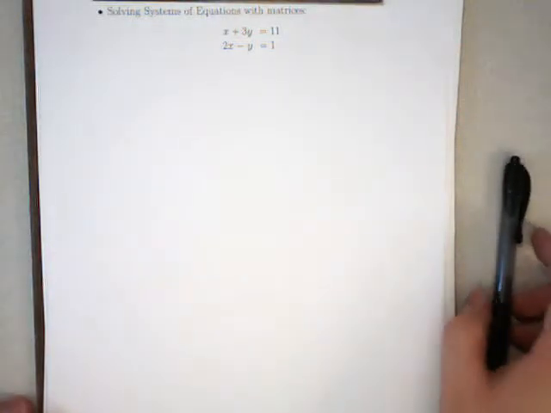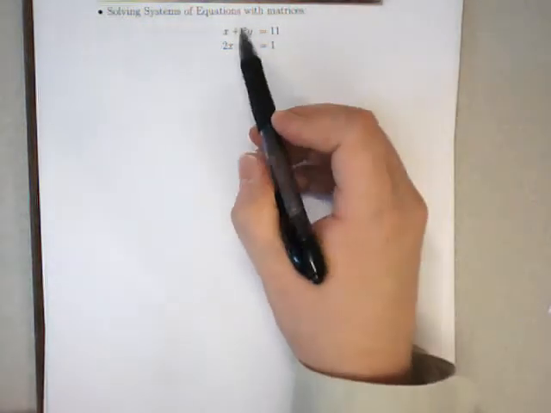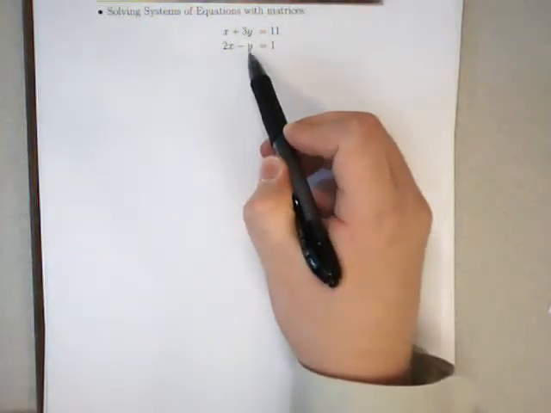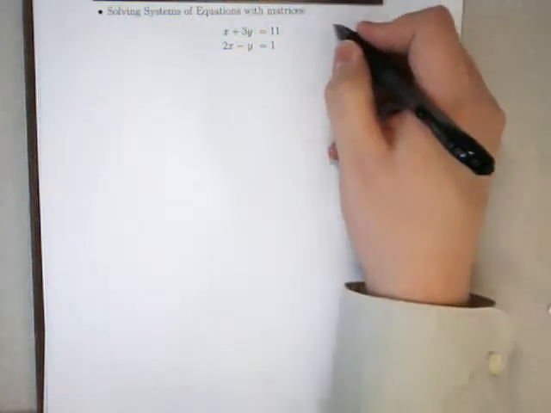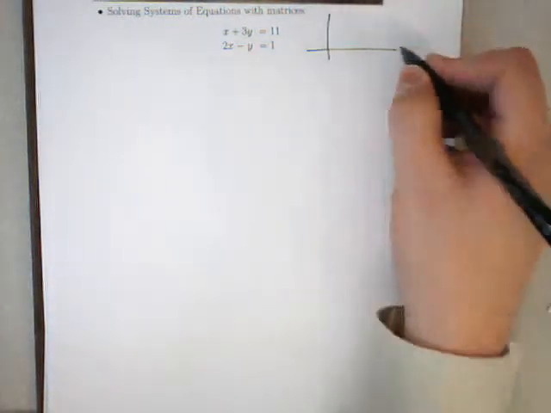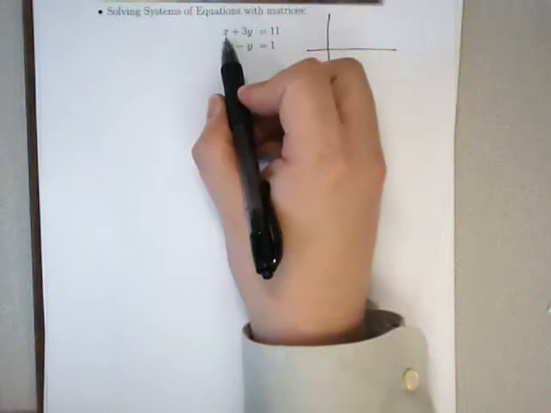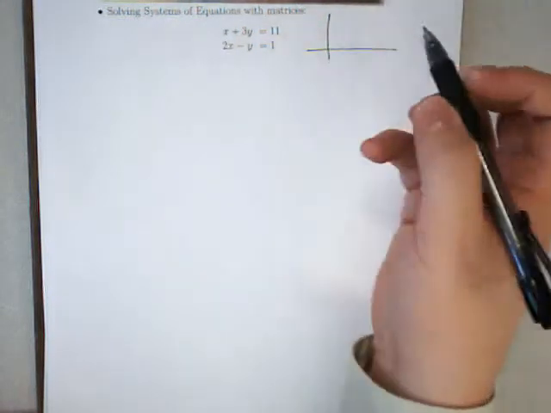In this screencast, I'd like to look at solving systems of equations with matrices. Here is our system: x plus 3y is 11 and 2x minus y is 1. First, I'd like to get a geometric interpretation of what this system means. What we have is a line and a line. We're going to draw those two lines.